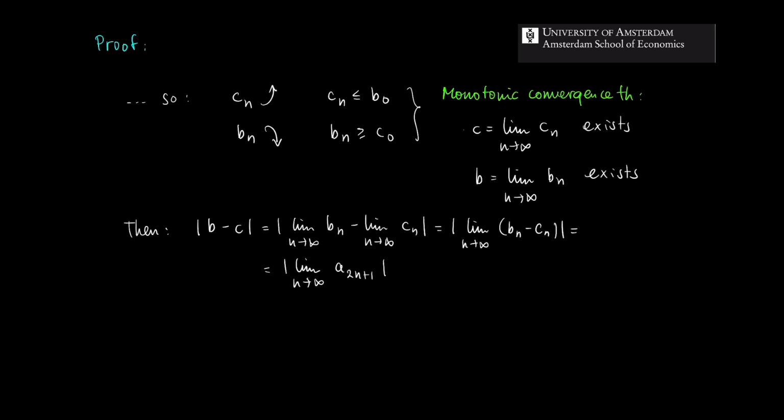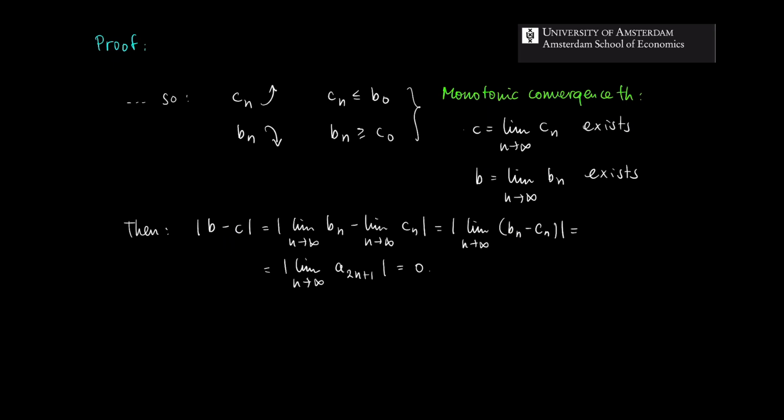And what do we know about the sequence an? Well, the sequence an has a limit 0. So in particular, a2n plus 1 goes to 0 when we let n go to infinity, right? So we now have that B and C must be equal, since we started off with B minus C, and the absolute value of B minus C is 0, so B equals C.